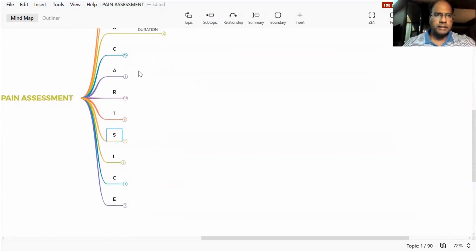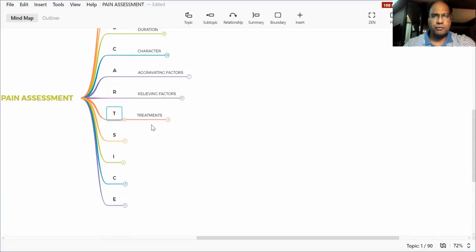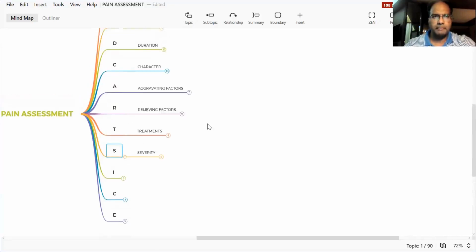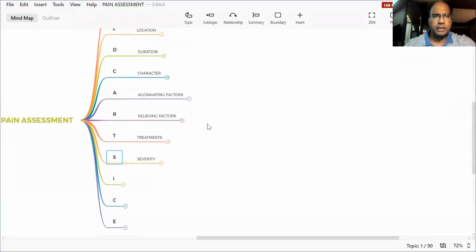CARTS, where C stands for character, A stands for aggravating factors, R stands for relieving factors, T stands for treatments, and S stands for severity of pain. Today we are going to consider these five pointers when we assess the pain of a patient. So C, the character of pain.